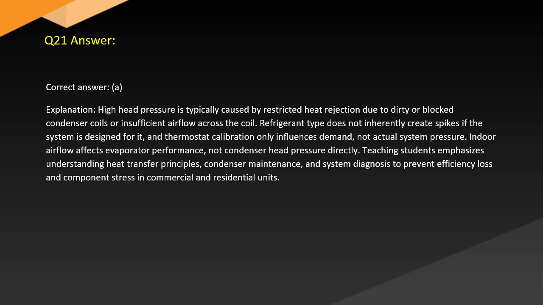Answer. Correct answer, A. Explanation. High head pressure is typically caused by restricted heat rejection due to dirty or blocked condenser coils or insufficient airflow across the coil. Refrigerant type does not inherently create spikes if the system is designed for it, and thermostat calibration only influences demand, not actual system pressure. Indoor airflow affects evaporator performance, not condenser head pressure directly. Teaching students emphasizes understanding heat transfer principles, condenser maintenance, and system diagnosis to prevent efficiency loss and component stress in commercial and residential units.